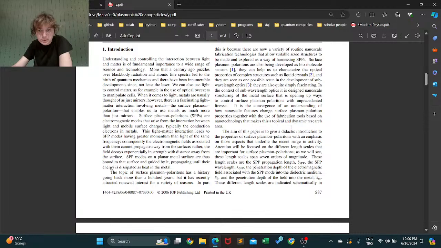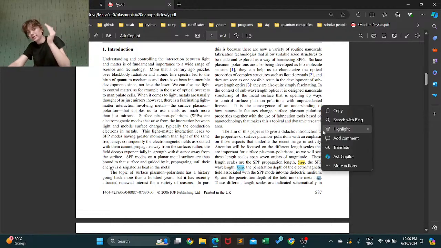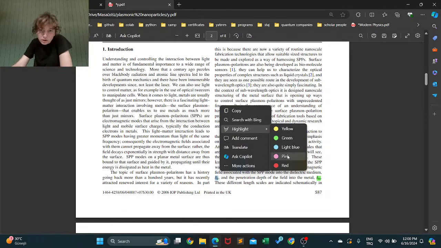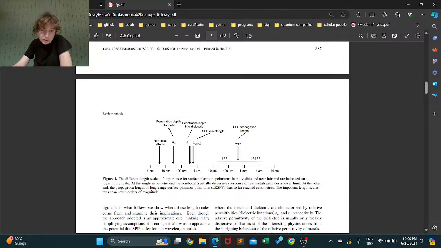And this is the part here. It's gonna cover the 4 different length scales, which are the SPP propagation length, SPP wavelength, the penetration depth into the metal and penetration depth into the dielectric. And here's a schematic for that.